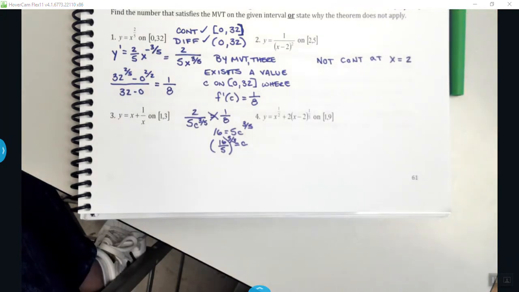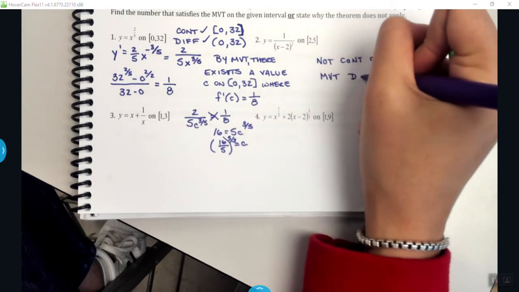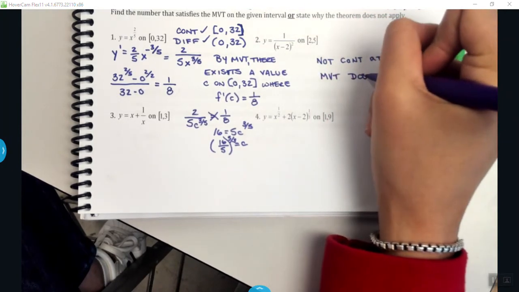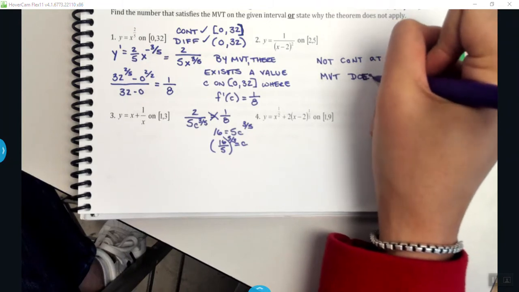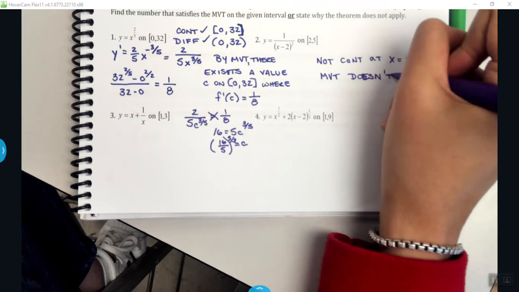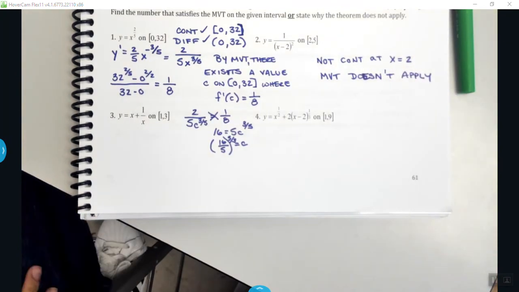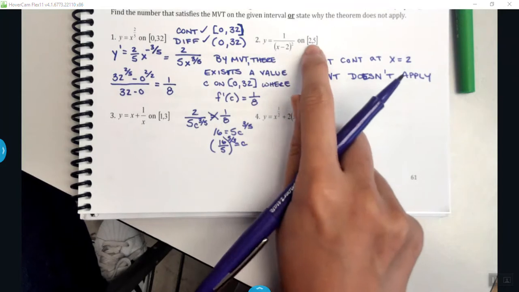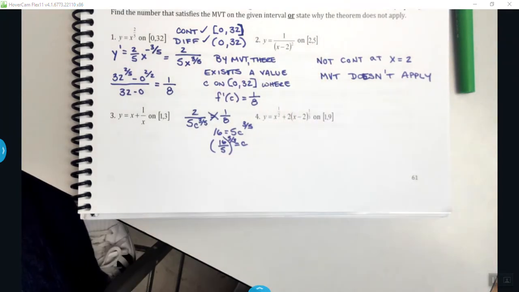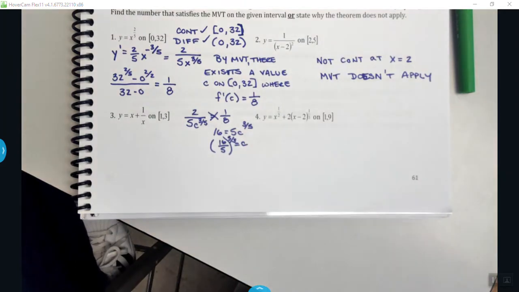It's not continuous at x equals 2, so mean value theorem doesn't apply. Okay, cool. So if it's not continuous, we can't even do it. If it's continuous on the interval, then you're okay. So if it was like 3 to 5, then we could do mean value theorem.